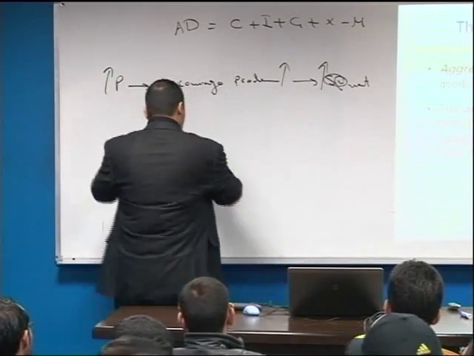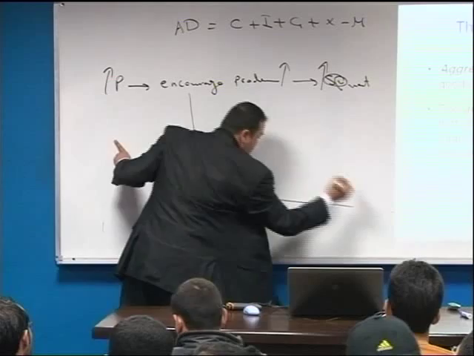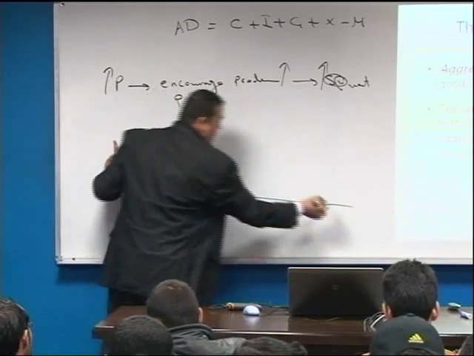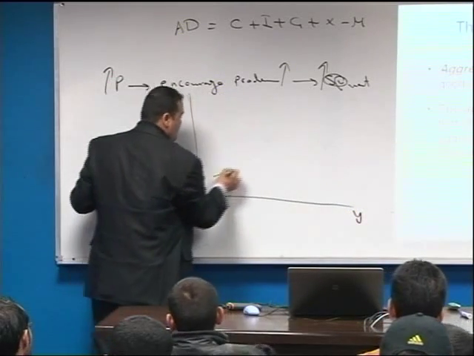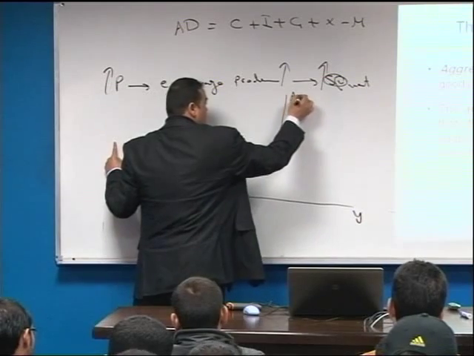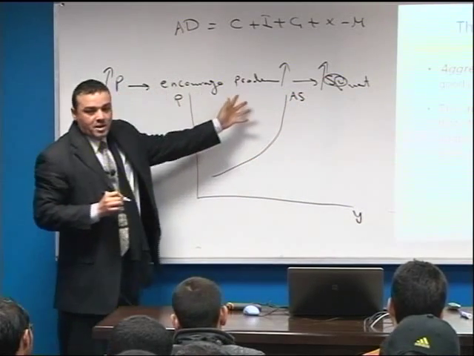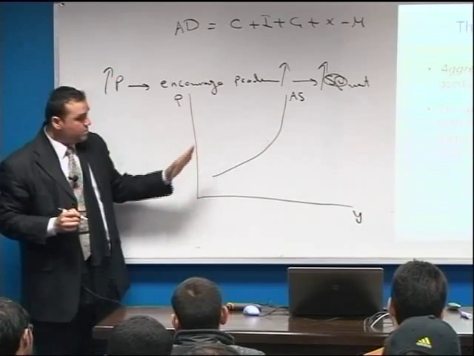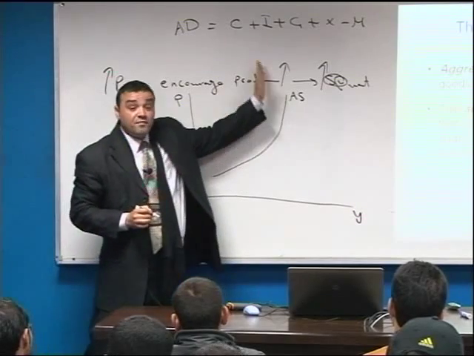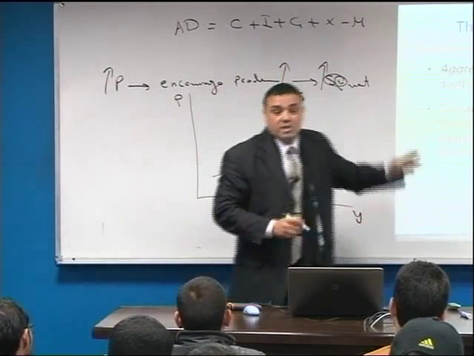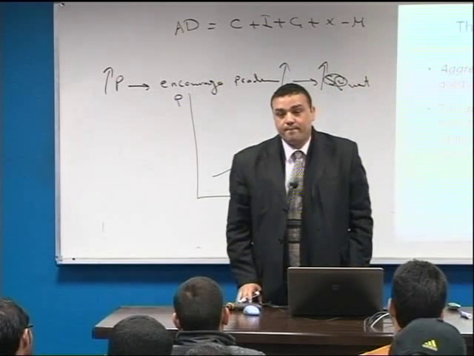So there is a positive relationship between the prices and the aggregate output. And we can see the aggregate supply curve as follows: positive, and finally in the long term it should be a vertical line.